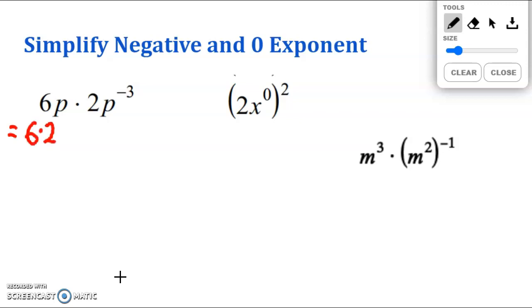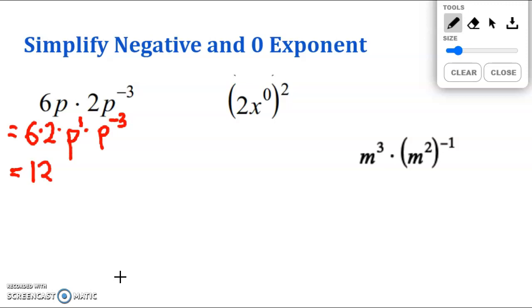Okay, so you're multiplying 6 and 2, and then bring all the p's together. You're multiplying p times p to the power of -3. Now of course, when you see a p by itself, this is really the same as saying p is being multiplied to itself 1 time. So I can actually even add 1 right at the top here, because that's exactly the same as p to the power of 1. Then this simplifies to 6 times 2 is 12.